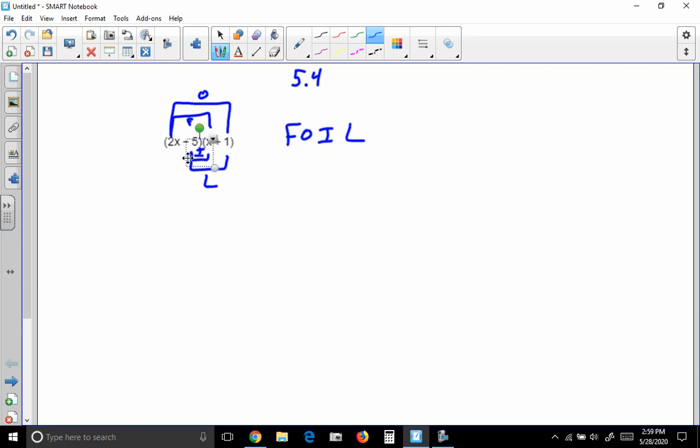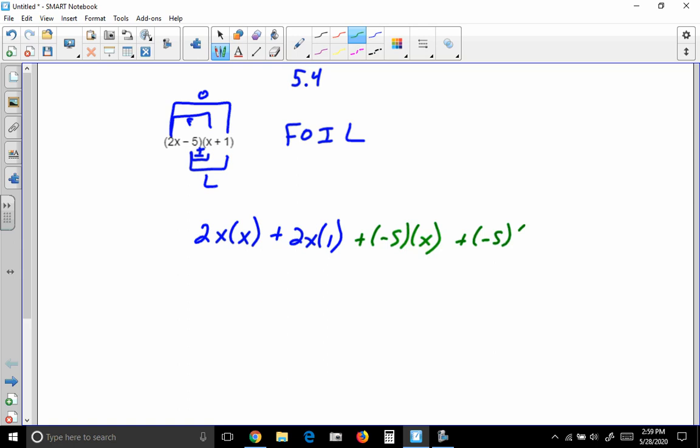But all that does is it distributes the 2x to the second parenthesis and the minus 5 to the second parenthesis. So whichever way you look at doing it, it's 2x times the x, and it's 2x times the 1. Then it's the minus 5 times x, and minus 5 times the 1. We just need to simplify these.